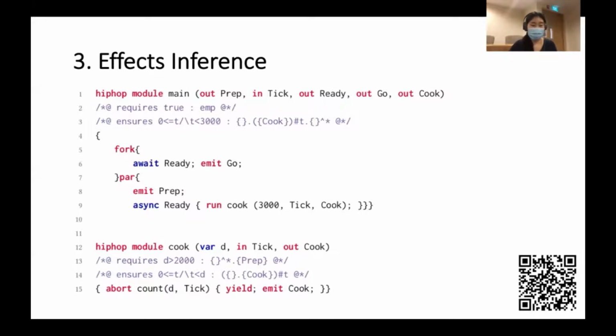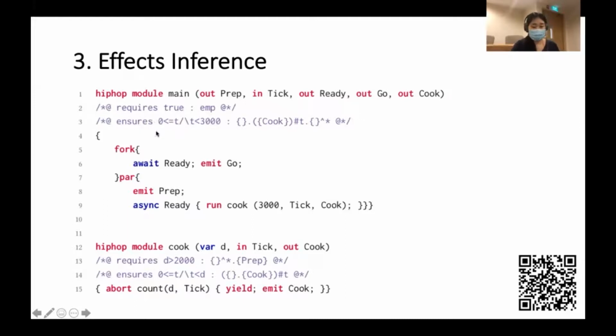So this is an example of Hip Hop modules. We have a main function here, and the calling function, we call it cook. Then we write the specifications in a style of requires and ensures, corresponding to precondition and postcondition.